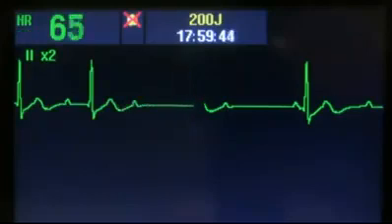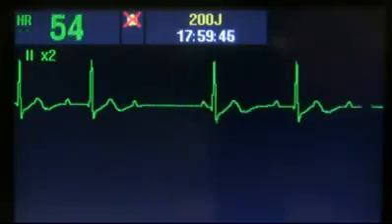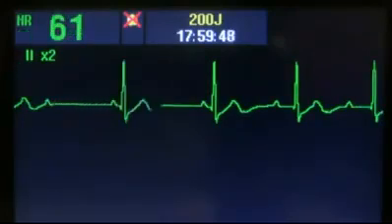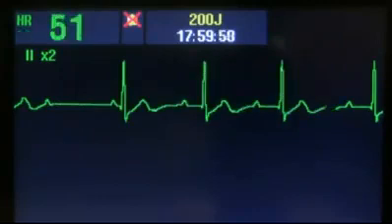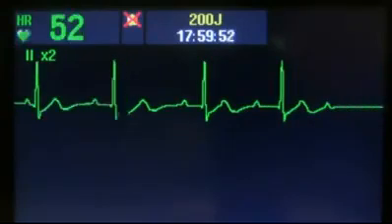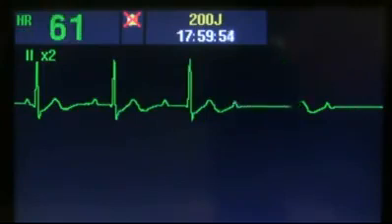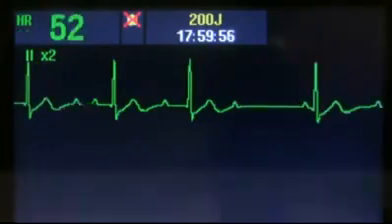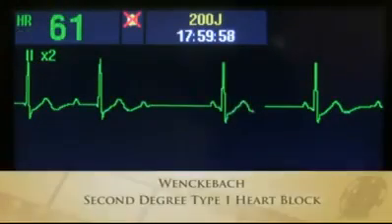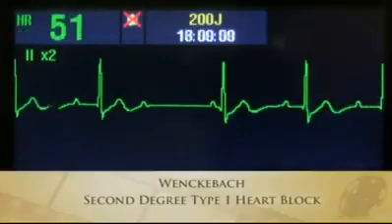In this rhythm, I see groupings of QRSs and dropped beats. The PR interval also gets longer, longer, longer, and then there's a P wave with a dropped QRS. Longer, longer, longer, drop. What's my name? Wenckebach.